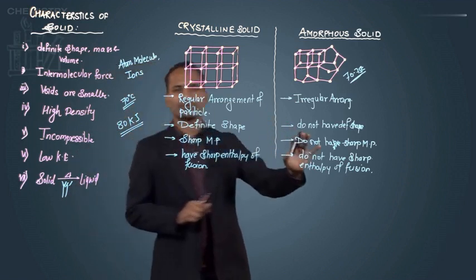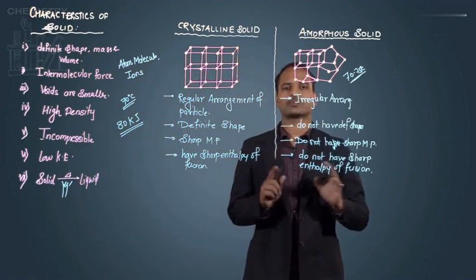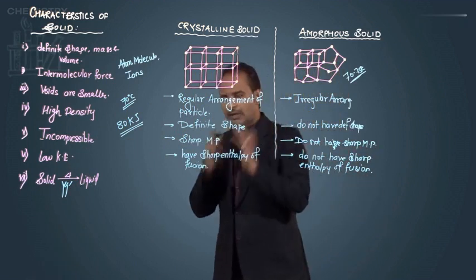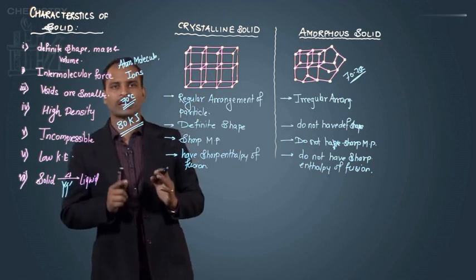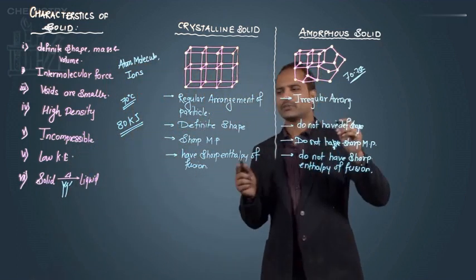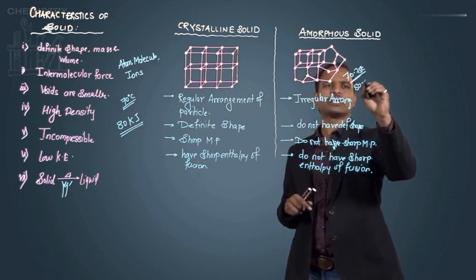But in the case of amorphous solid, they do not have a fixed enthalpy of fusion. Again, instead of having an exact enthalpy of fusion, here we have a range of energy. That means somewhere it will melt between 80 to 80.